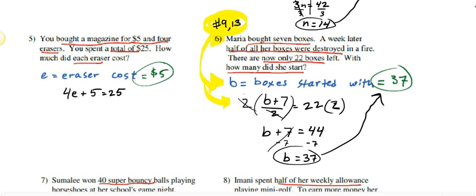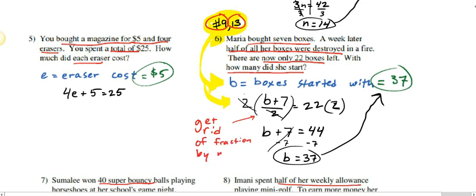Okay, so the main thing with this one, and for problems 9 and 13, is to get rid of the fraction by multiplying by the denominator.